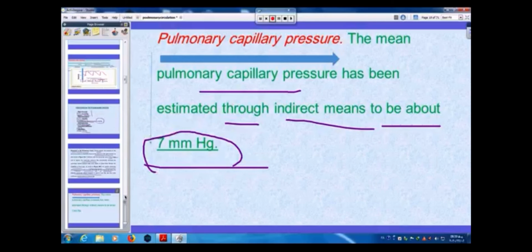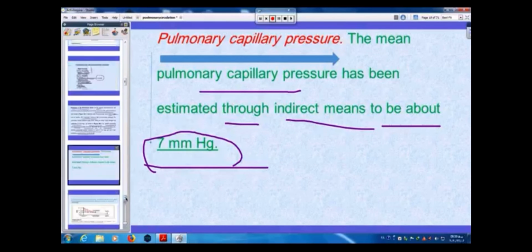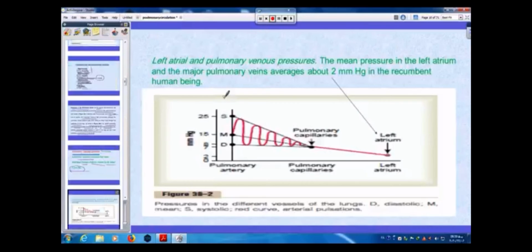Compared with the systemic circulation, this is relatively low. You can see in this figure the left atrial and the pulmonary venous pressures. The mean pressure in the left atrium and the major pulmonary veins averages about 2 mm mercury in the human being. And you can see the pressures in the different vessels of the lungs.